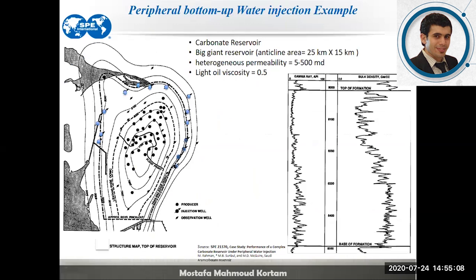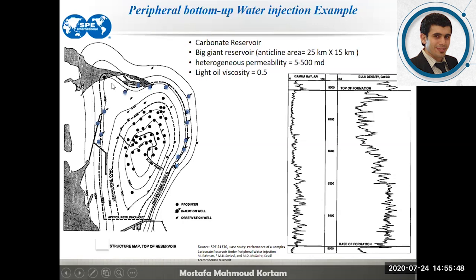Another example, now we shift from external water injection to internal water injection, but in a peripheral pattern. This is a carbonate reservoir. It's a big giant reservoir as well, and the decline was even much bigger than the earlier one. It's a case in Saudi Arabia, 25 kilometers by 15 kilometers. It has heterogeneous permeability, varying from 5 to 500 millidarcy. But the good thing here is they are dealing with a light oil, where the viscosity is 0.5 centipoise.